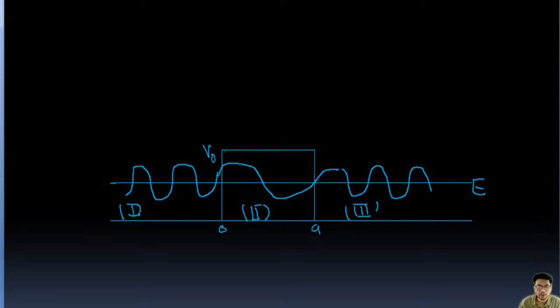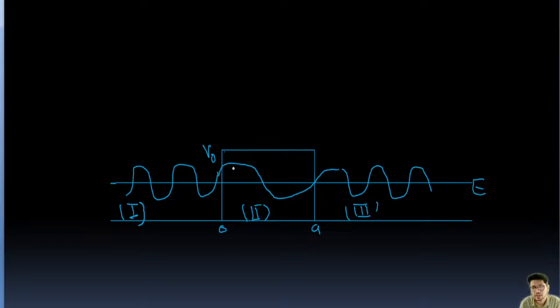And this is the potential barrier which we have defined. So here you can see when it is in region 1, it's an oscillatory wave moving towards the positive x-axis direction.